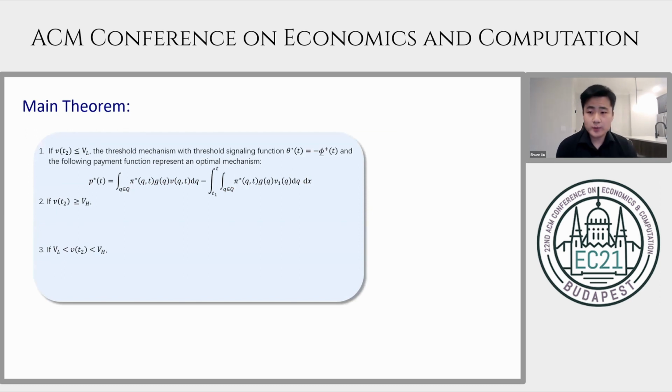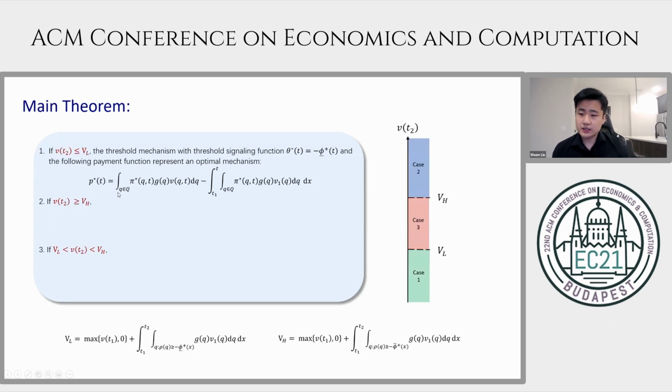Now we are ready to state our main theorem. Our main theorem divides all cases into 3 cases. I omit some wording here because the optimal mechanism for each case has similar structures. For example, in case 1, where we have v(t2) less than or equal to VL, the mechanism with threshold signaling function theta star(t) and the following payment represents an optimal mechanism. The optimal mechanisms in case 2 and case 3 have exactly the same structure, differing only by the threshold and the payment function.